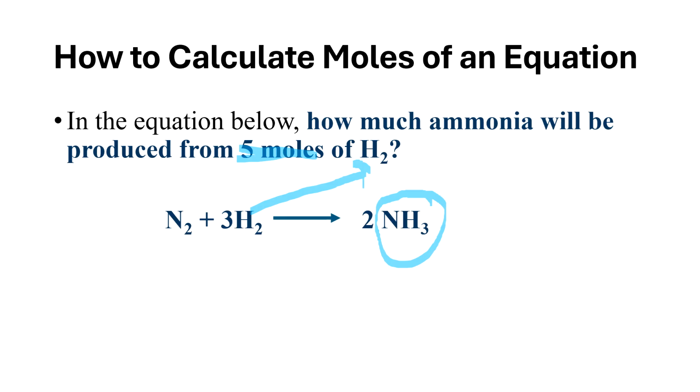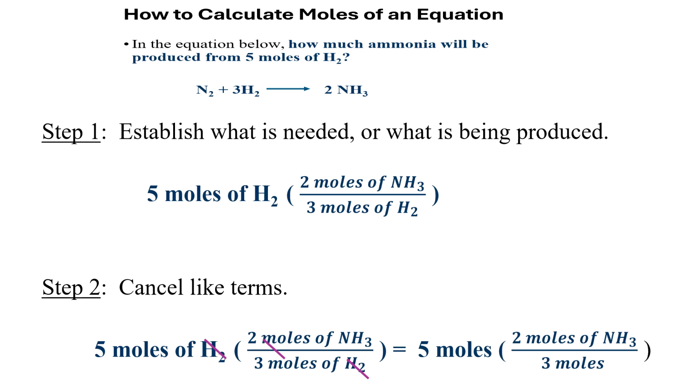And you don't want to do anything yet, because if you were in algebra class, you'd go 3 times 2 is 6. But we're talking chemistry class, so you do something else. This is the same thing as before. You establish what is needed or what is being produced. 5 moles of H2 is going to give you 2 moles of NH3 over 3 moles of H2.